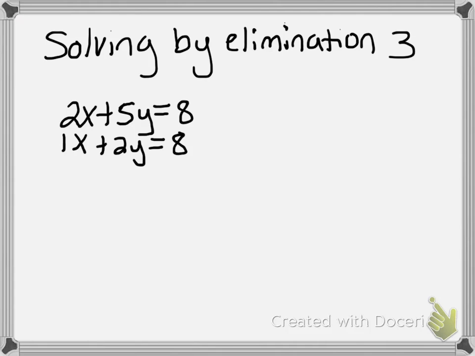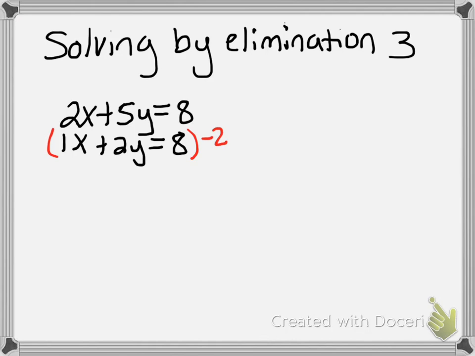What I could do, in order to get opposites, is I can actually multiply this bottom equation by -2. If I multiplied that bottom equation by -2, I would end up getting a -2x, which would be an opposite of that 2x, and then they would cancel. Where you have to be careful is with these.